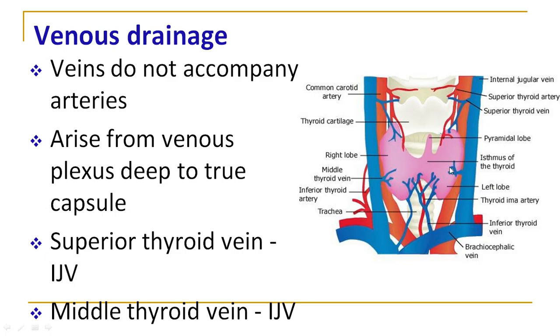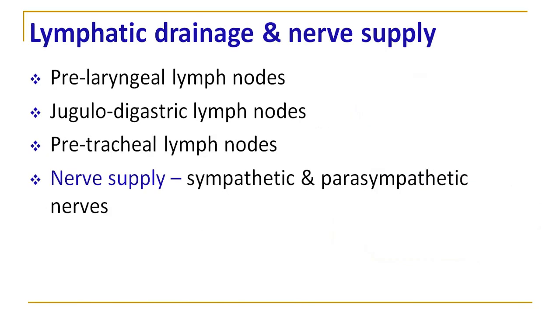Last but not the least, the middle thyroid vein. There is no artery as such like that. So this middle thyroid vein can be considered like a widow. No artery, no partner is there. So middle thyroid vein directly ends into the corresponding internal jugular vein. Why? It is next to that. That's why. Okay, that is about the venous drainage.